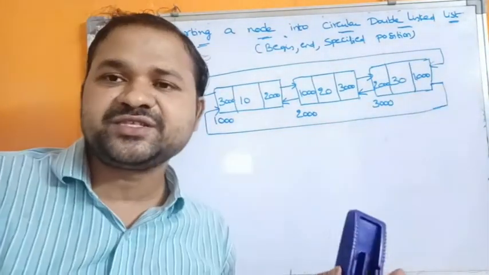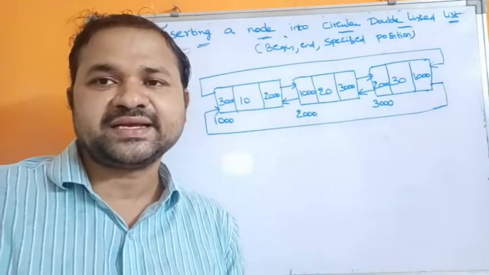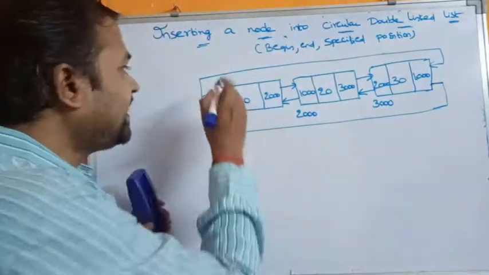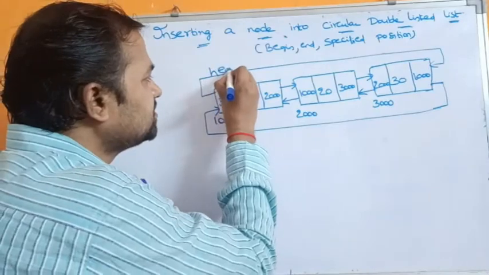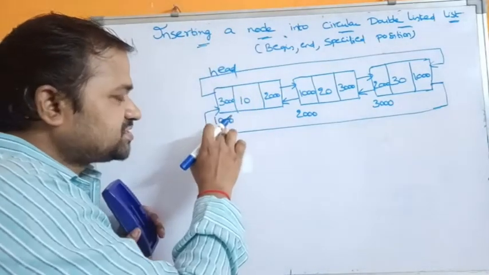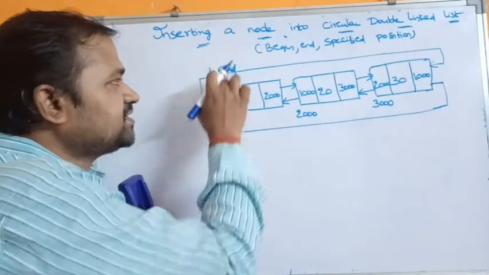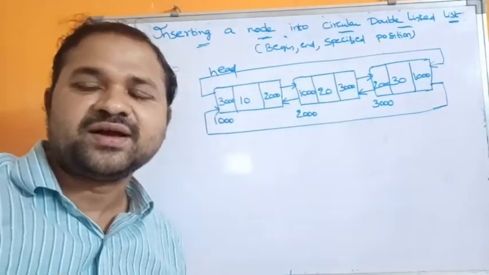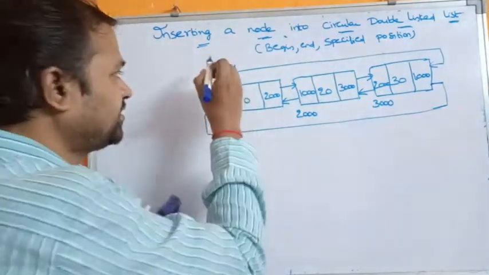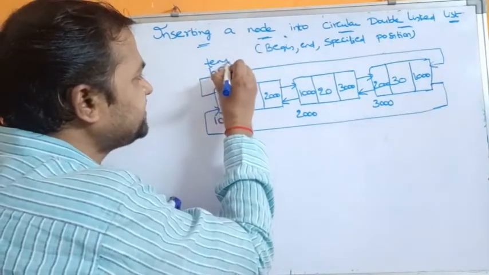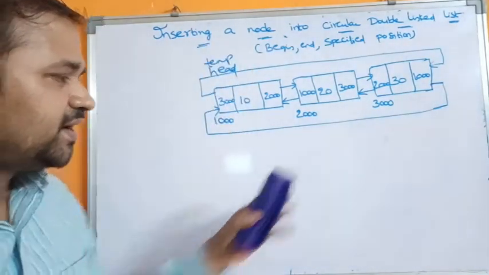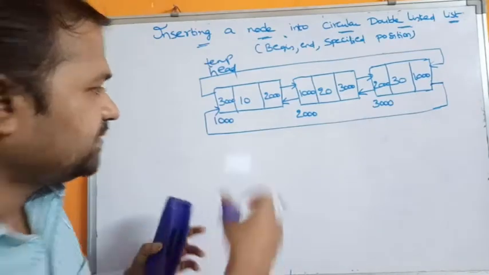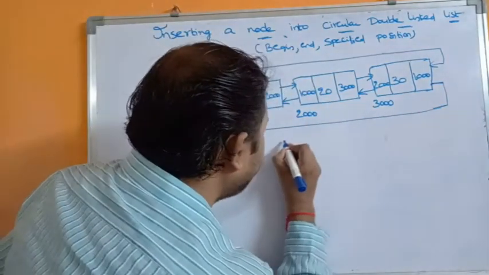And here we are using 2 variables, head and temp. Head always points to the starting node. Starting node address is 1000 here. So head always points to 1000, and we have to use temp for traversing from one node to another node. So initially we need to place temp at head position. Let us write the code parallelly while drawing the diagram.